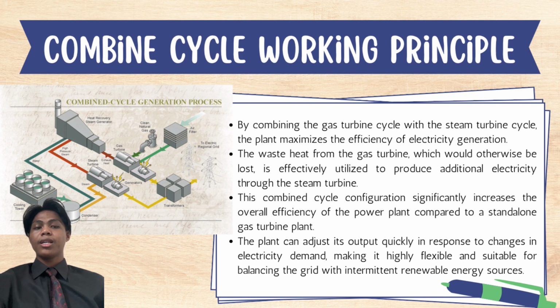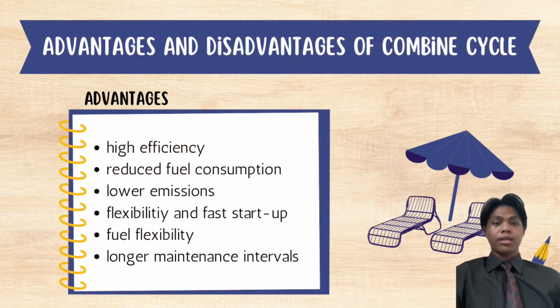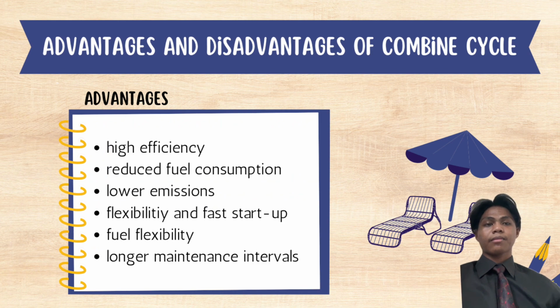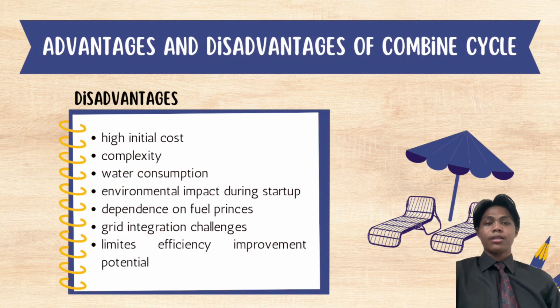intermittent renewable energy sources. Next, we go to the advantages and disadvantages of combined cycle. First, we go to the advantages. The first advantage is high efficiency, that is, it makes more electricity than the steam turbine alone. Next are reduced fuel consumption, lower emissions, flexibility and fast startup, fuel flexibility, and longer maintenance intervals.